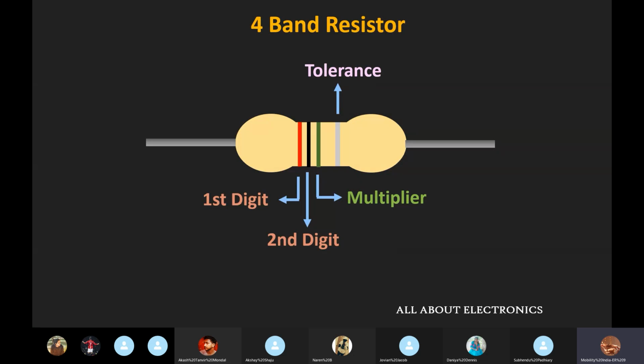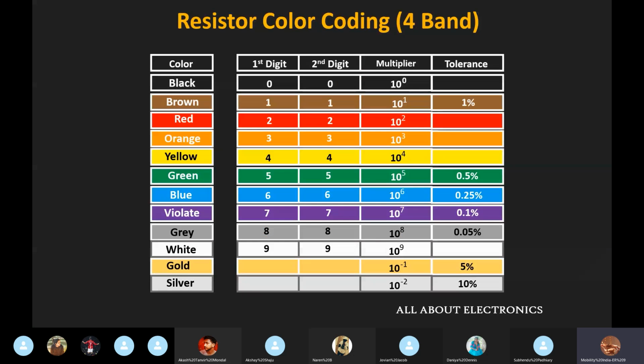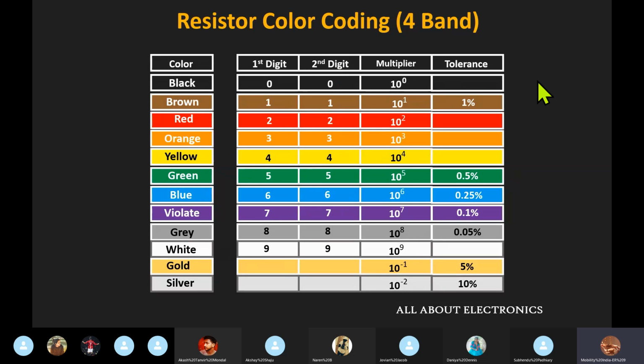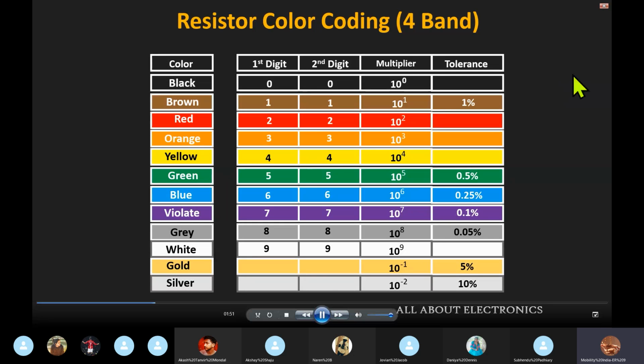Now let us find out the relationship between the color and the value represented by that particular color. Here is a table which defines the relationship between the different colors and the value represented. As you can see, the first 2 columns of this table define the first 2 color bands of the resistor, and depending upon the color of these bands, the value represented by these 2 digits will change. Similarly, the next 2 columns define the multiplying factor as well as the tolerance value, and depending upon the color of these bands, these 2 parameters will also change.